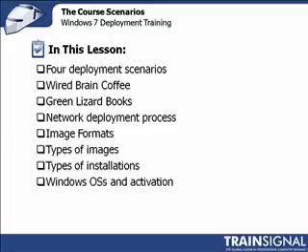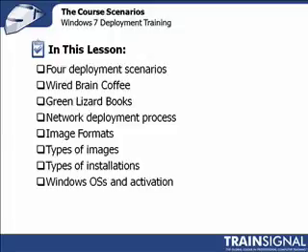This is about a 50,000-foot view, so it's pretty high level. I'll talk a little bit about image formats, the types of images that you can create. There are different types of installations, terms I'm going to use throughout the entire course that you should be aware of. And last, Windows operating systems now require activation.